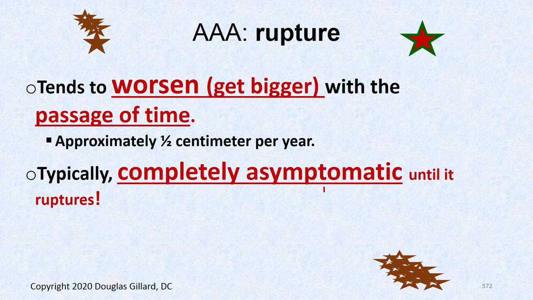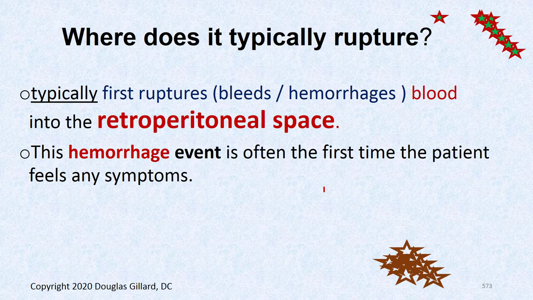So rupture, this is not good. The bigger they are, the greater the chance of rupture. They do grow completely asymptomatically. About half a centimeter a year is the normal growth of these things.